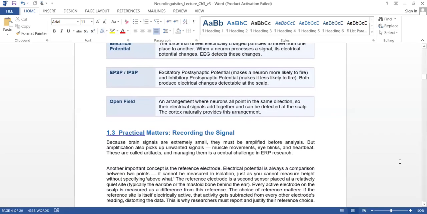Open field is an arrangement where neurons all point in the same direction. The electrical signals add together and can be detected at the scalp. The cortex naturally provides this because they all are in one direction. As I told you, a neuron's isolated activity cannot be detected. Their collective activity can be detected, right? So you need to understand this as well.